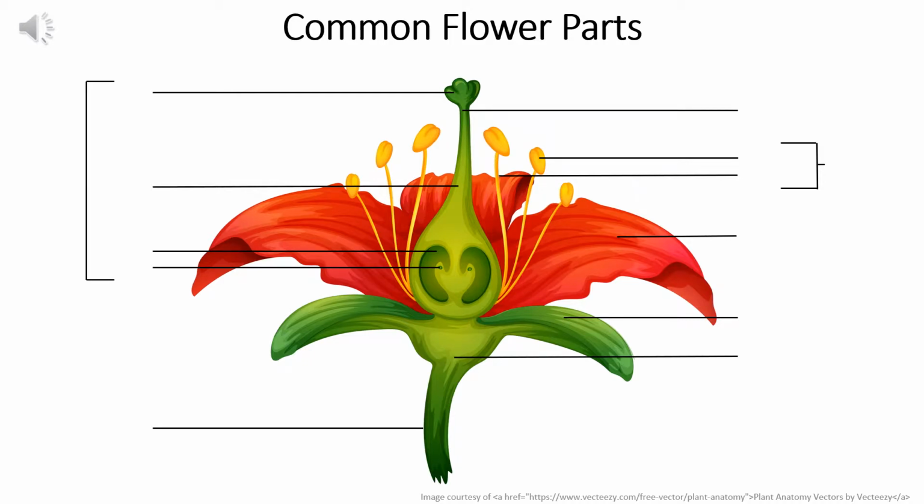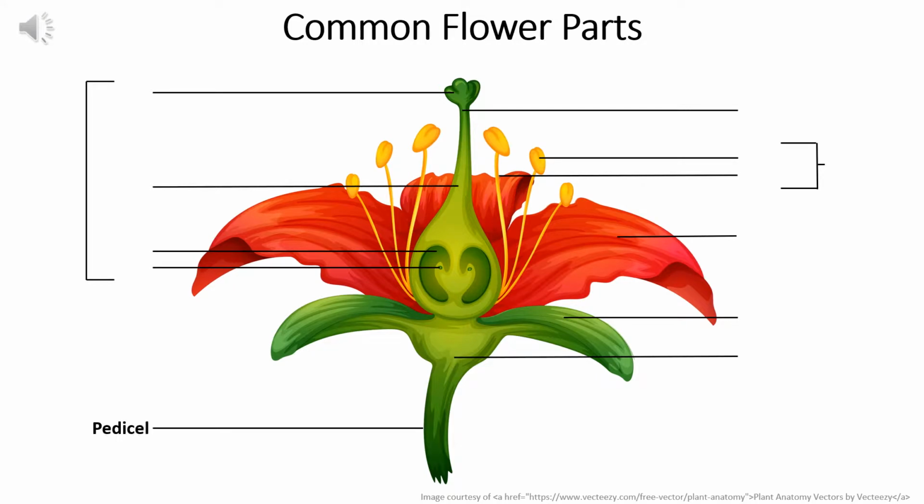On this slide, we will learn about the common flower parts. Most flowers have four main parts: sepals, petals, stamens, and carpels. The stamens are the male part, whereas the pistil is the female part. Most flowers are hermaphrodites, where they contain both male and female parts. Others may contain one of the two parts and may be male or female.